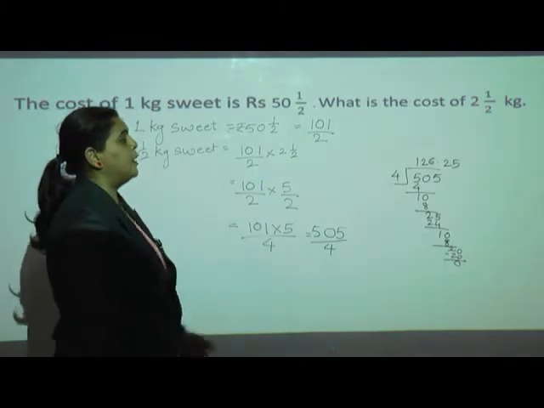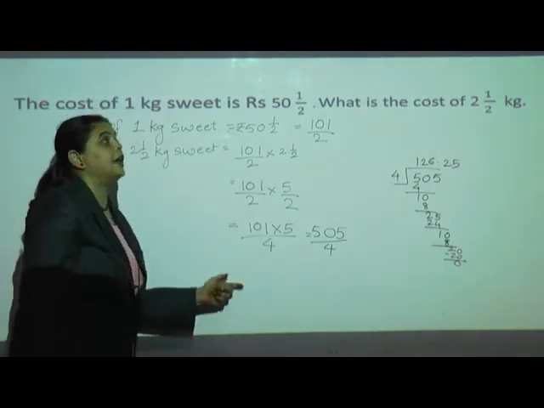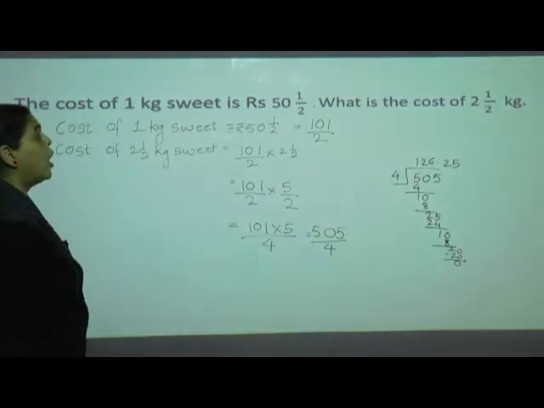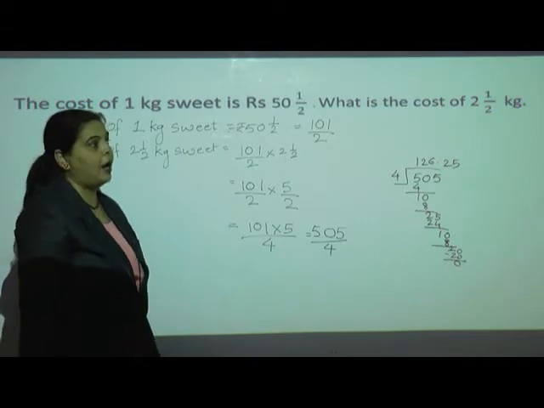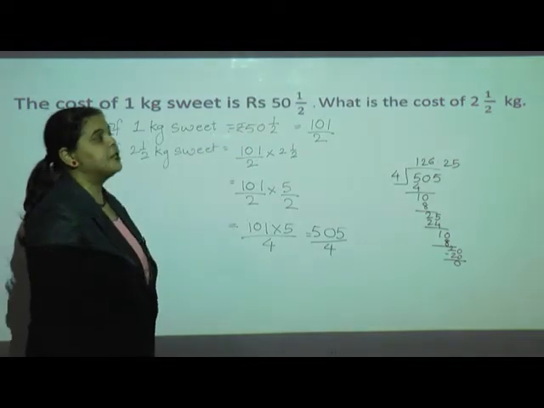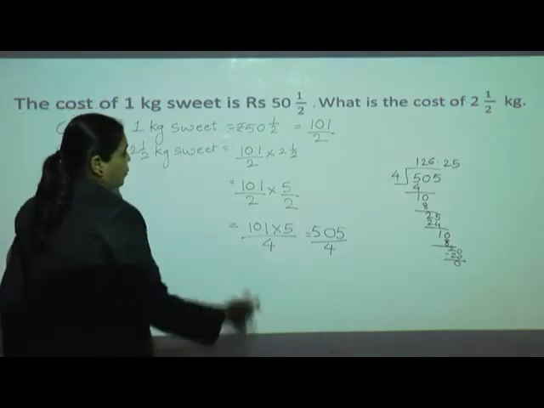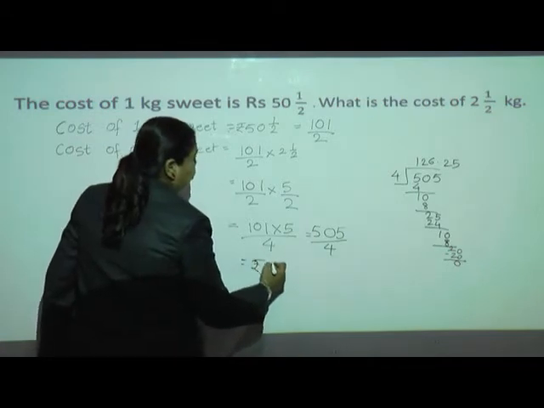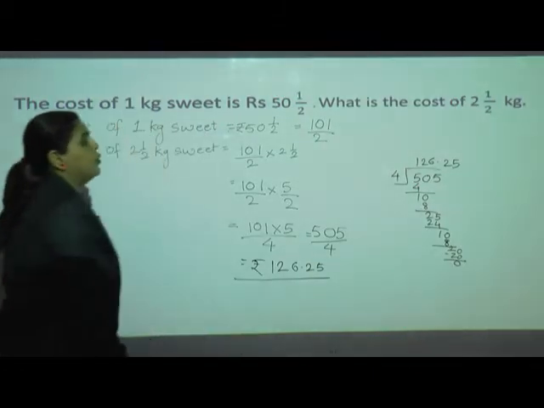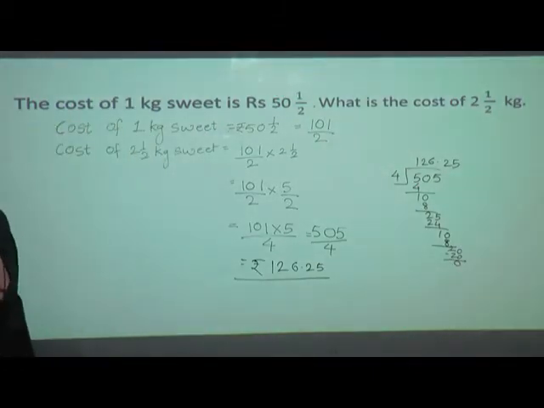Now 126 rupees 25 paise is nothing but the cost of 2.5 kg of sweet. So how much money do I have to pay to the shopkeeper, or your father have to pay to the shopkeeper, to purchase 2.5 kg of sweet? It is 126 rupees 25 paise. This much your father has to pay to the shopkeeper to get 2.5 kg of sweet. What was the cost of 1 kg of sweet? It was 50 rupees 50 paise.